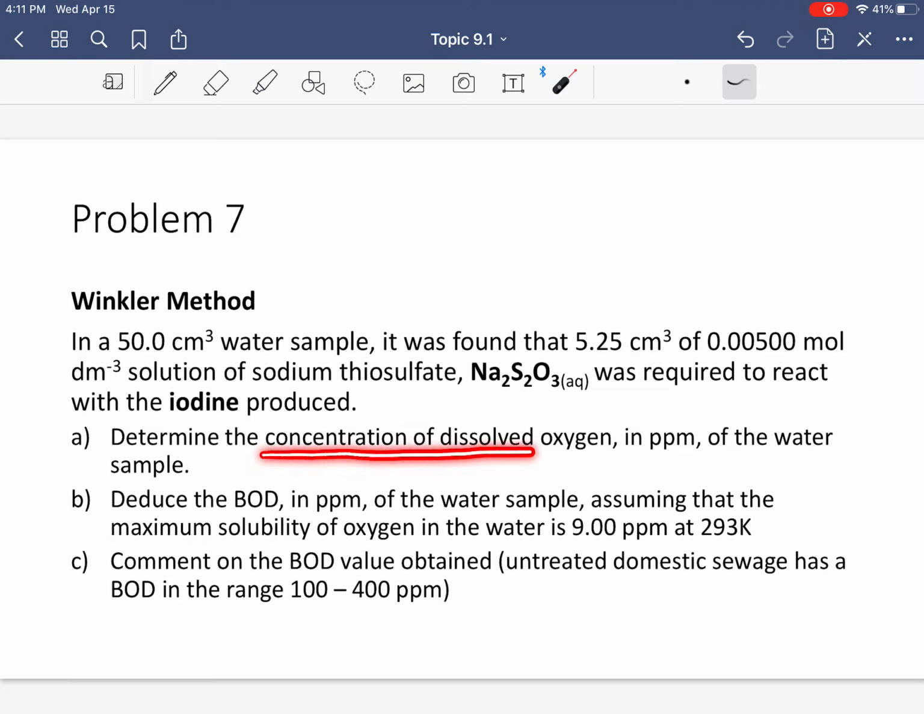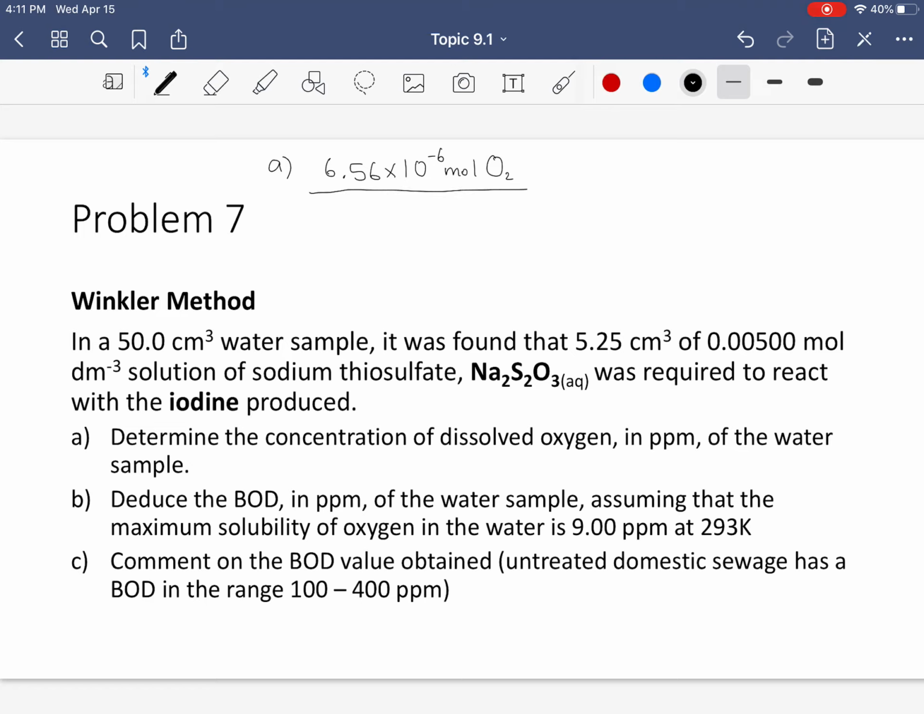Okay, we can do question A now. We want to know, what is the concentration of oxygen in ppm for this water sample? So, oxygen. We just calculate the mole of oxygen. Okay, we know that there's 6.56 times 10 to the -6 mole of oxygen in 0.05 liters of water. So if you were to divide that, that would be the molarity of oxygen gas in this amount of water.